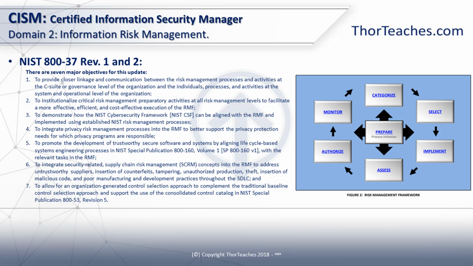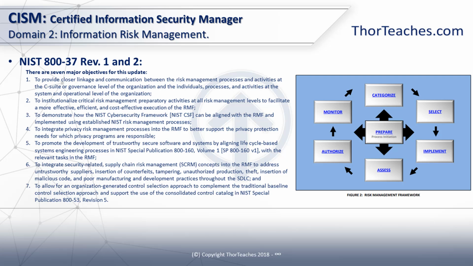These are the 7 major objectives that were updated in Revision 2, and easily broken down, the first one provides a closer linkage and communication between the risk management processes and the C-suite or the governance level of our organization and the people, the processes, and the activities on the operational level of the organization, meaning executive management and the board have full buy-in into the process, and there is that two-way communication to ensure that what we do is the right thing to do.